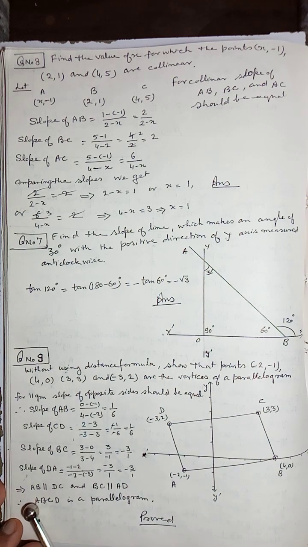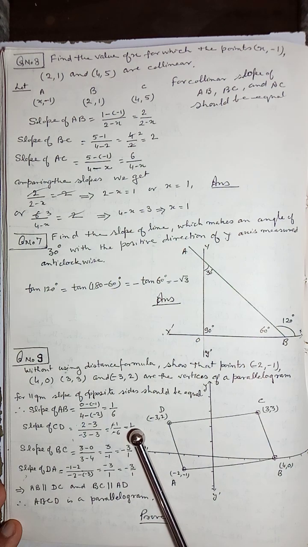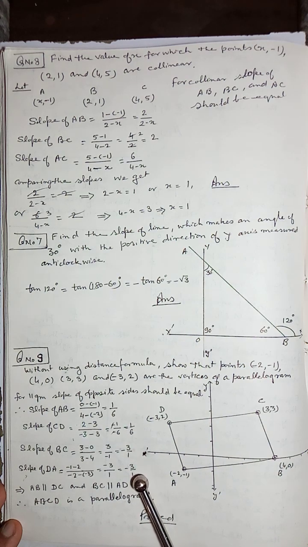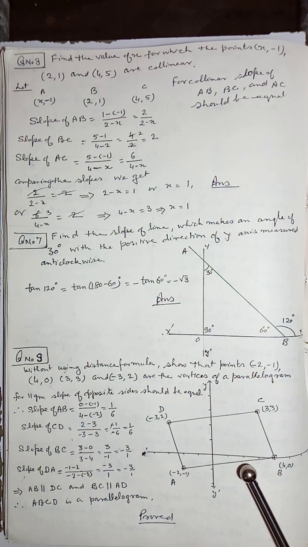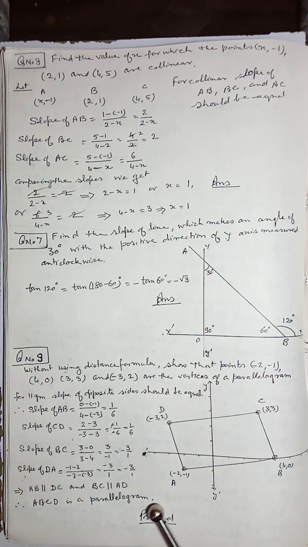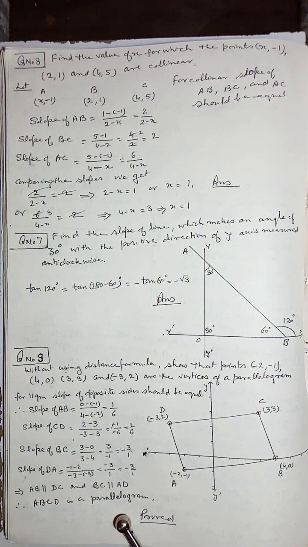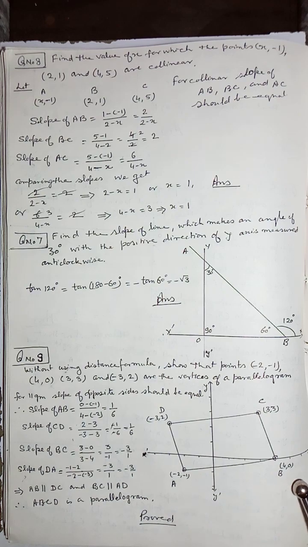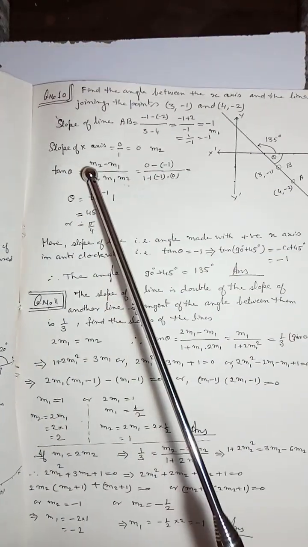So here we get that AB is parallel to DC and BC is parallel to AD. Why are they parallel? Because the slopes of opposite sides are equal. Therefore, they are parallel. Hence, a figure surrounded by 4 parallel lines is a parallelogram. Now it is proved without using the distance formula.